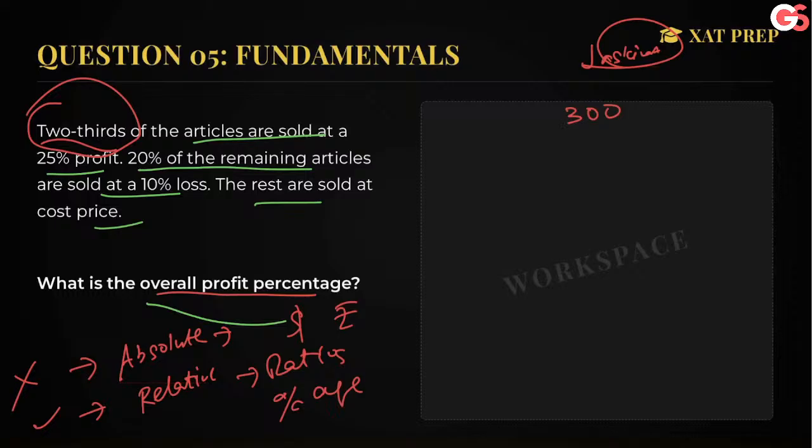So two-third, that means 200 rupees. 200 rupees तक सामान को 25% profit पे बेचा गया है. Okay. Remaining is how much? 100. इस 100 का 20% मतलब 20 rupees के सामान को बेचा गया है 10% लॉस पे, right? 10% loss pe, so I can just multiply this by 0.9. Clear?